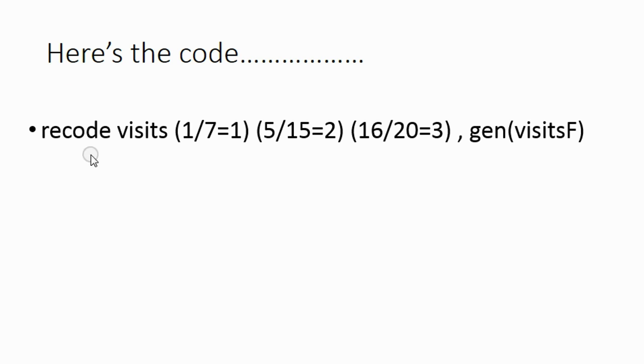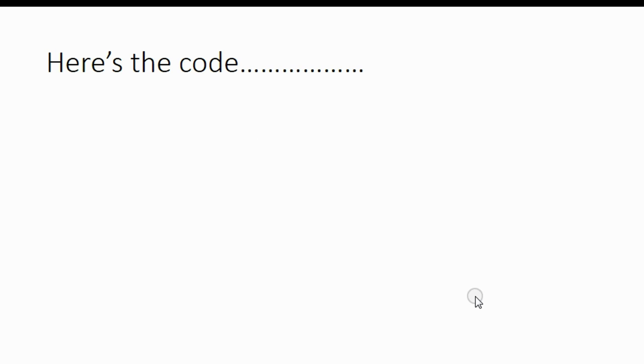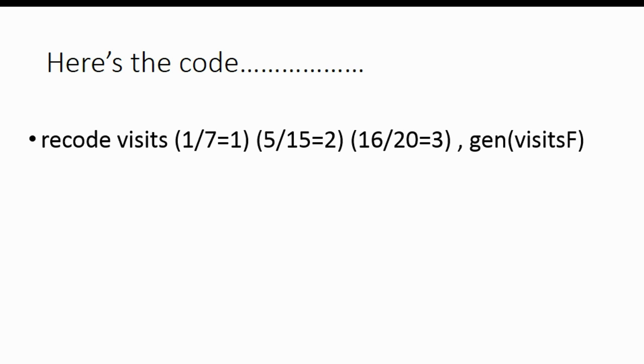So, here's the code. You type recode, just like we did in an earlier video, then the name of the variable, in this case visits, but look closely at the syntax of how to do it if you're recoding many values of a continuous variable. This code is a little bit different than we saw in the previous videos because we're recoding many values of a continuous variable. And it really is very simple. The command recode, then the name of the variable.